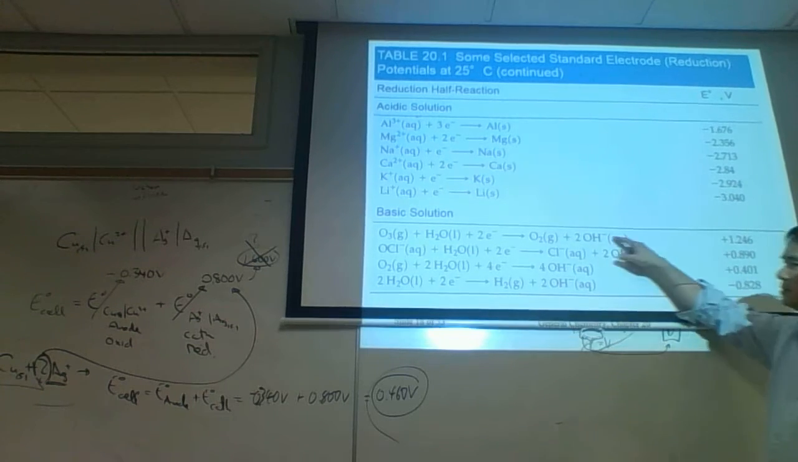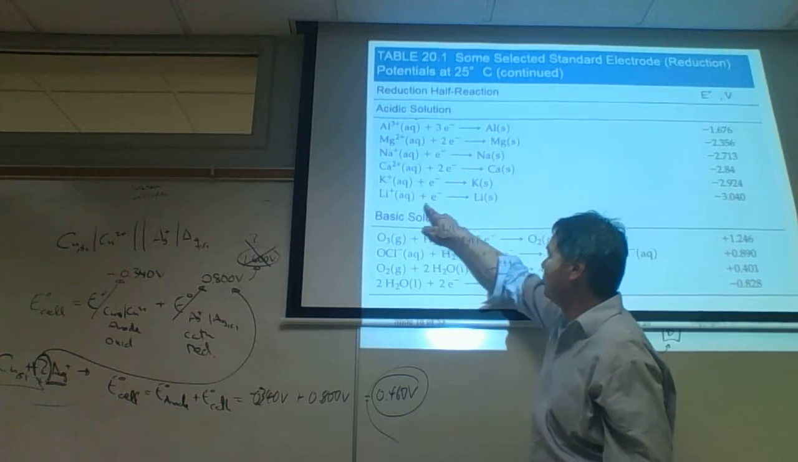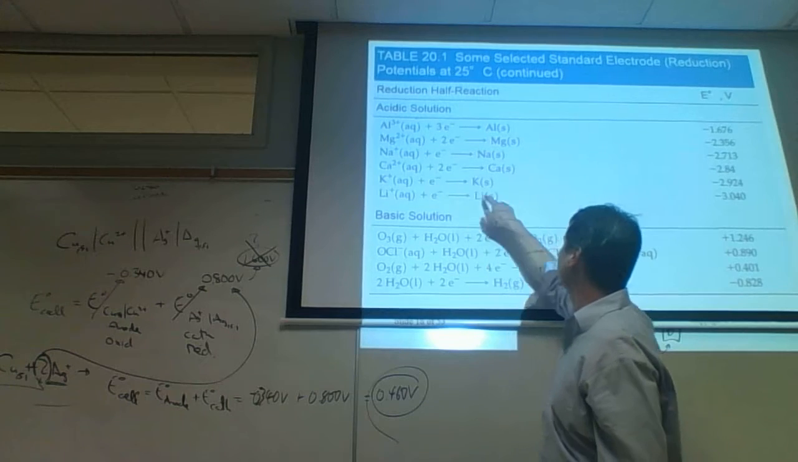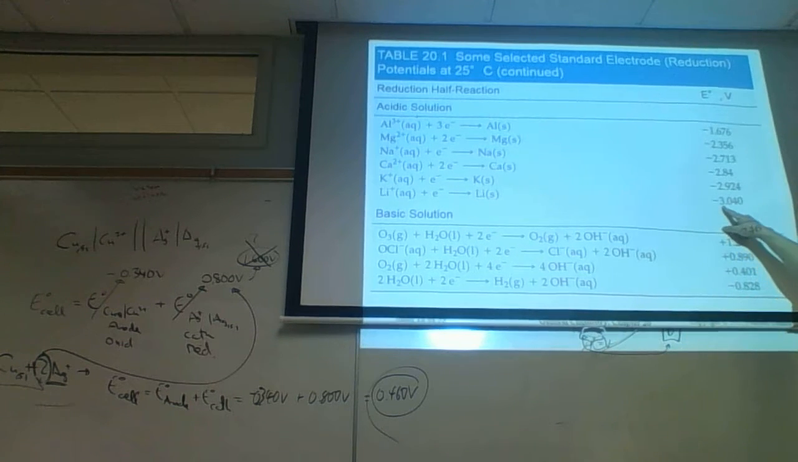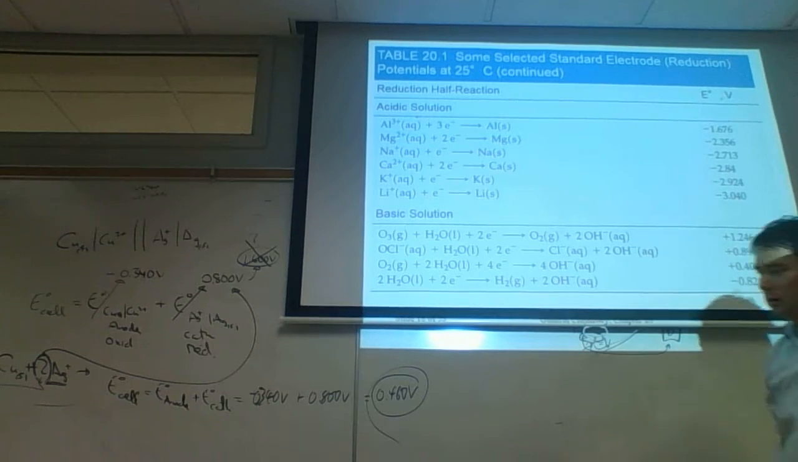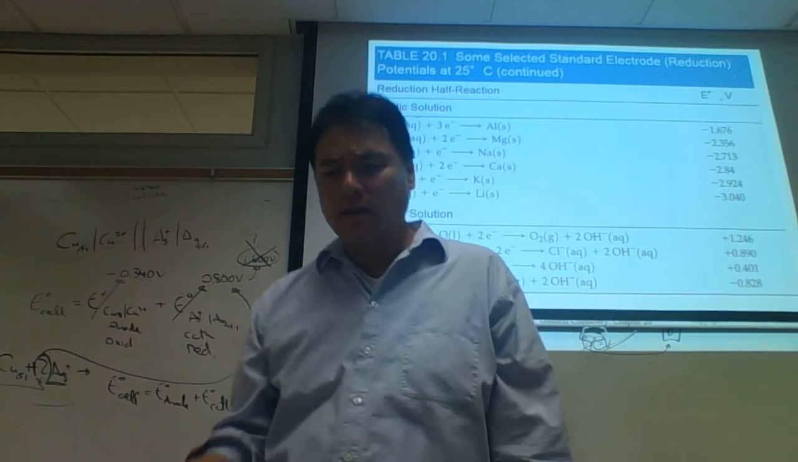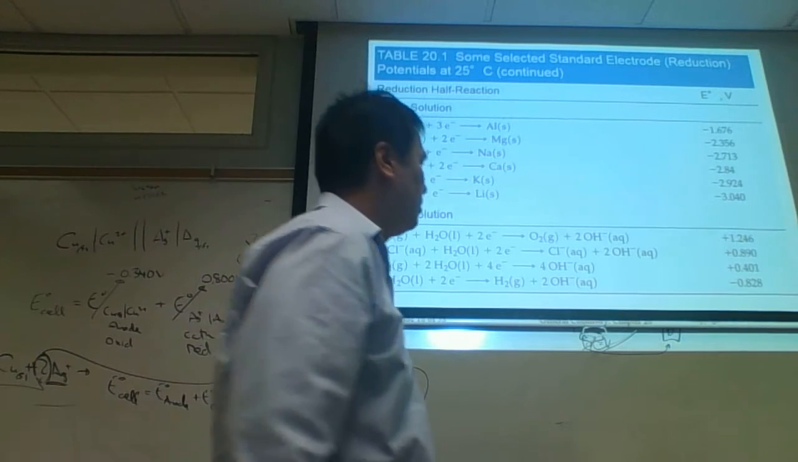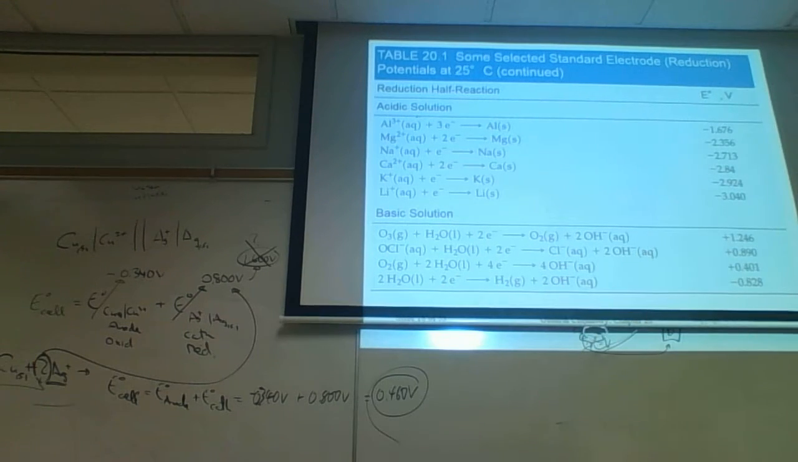The strongest reducer is lithium. Now, lithium is the reverse. So I have lithium going to lithium plus. Lithium's voltage, well, we have to change the sign. And so the strongest reducer is lithium with an oxidation potential of plus 3 volts. And so it's consistent in terms of the higher the voltage, the higher the potential.